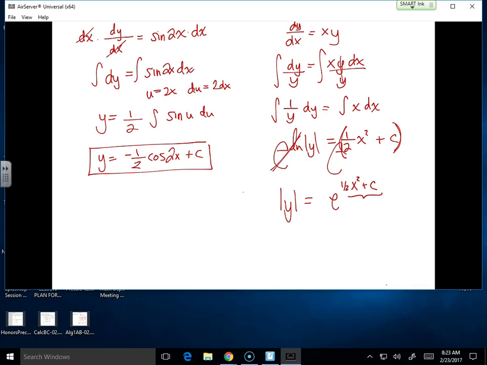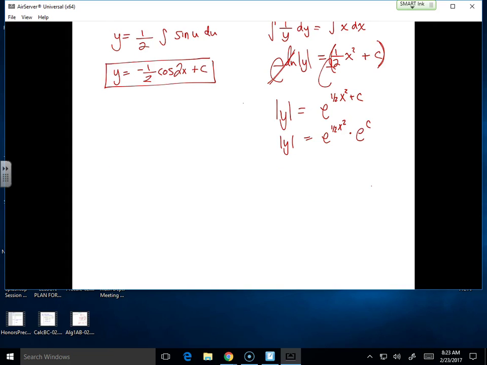Multiplying like bases. Oh. So can't I change this to be y equals e to the 1/2 x squared times e to the c? Exponent rules? Wait a minute. E to the c, a number to a number, isn't that just another number? So can't I name him like, what am I at now, C4?